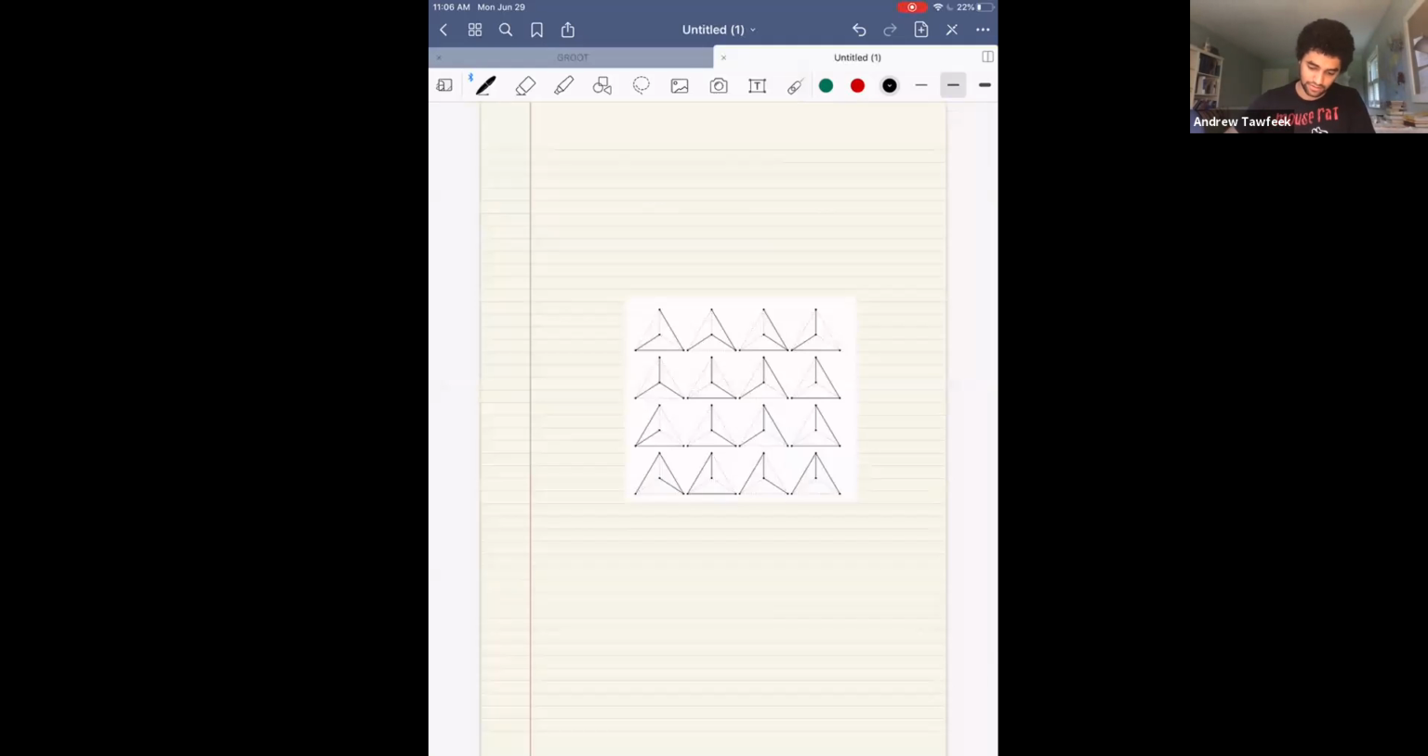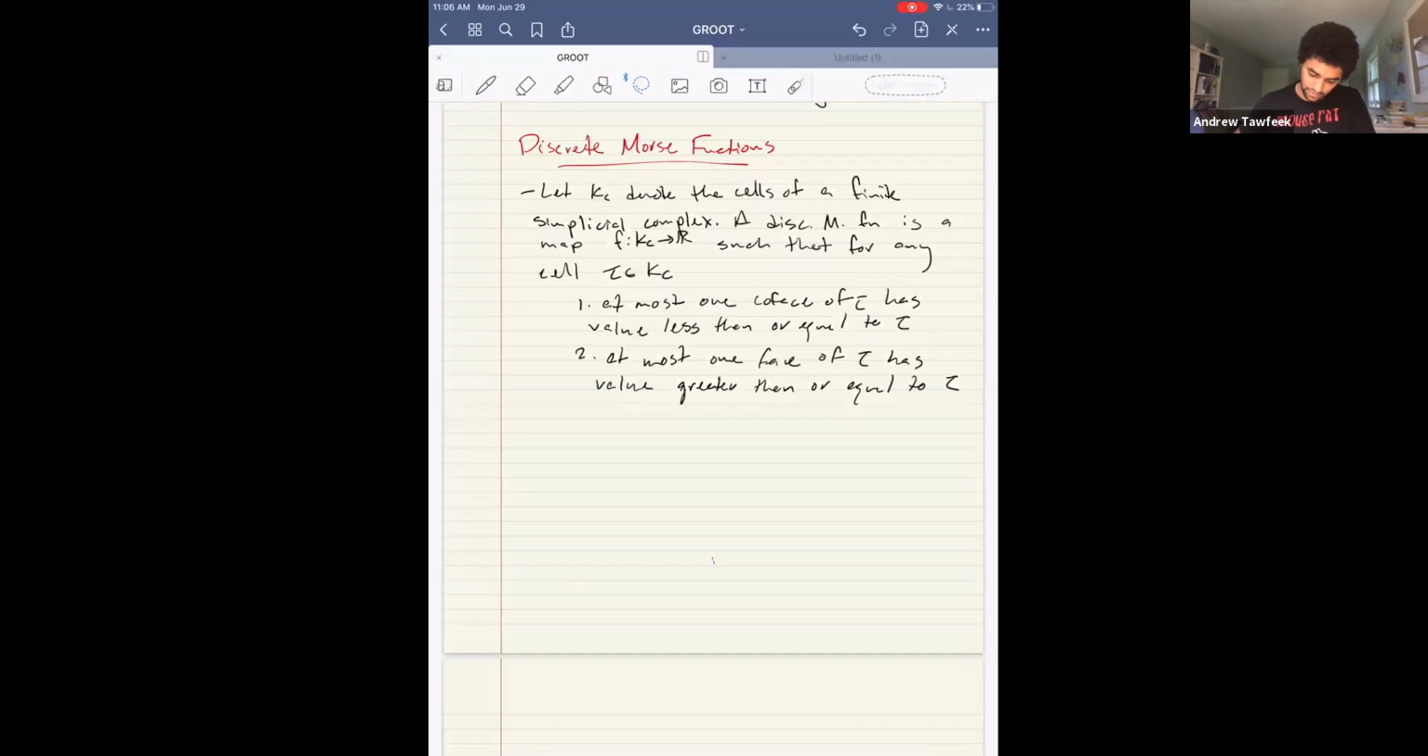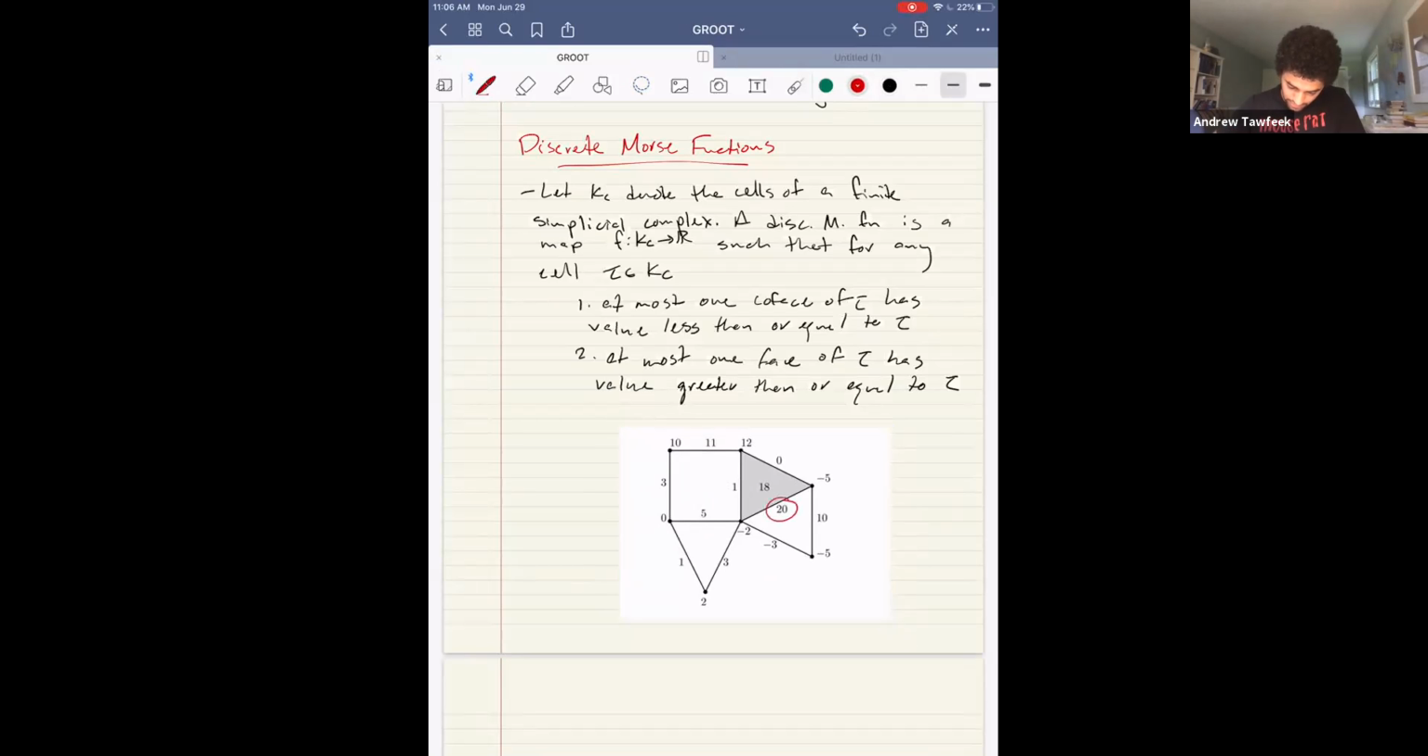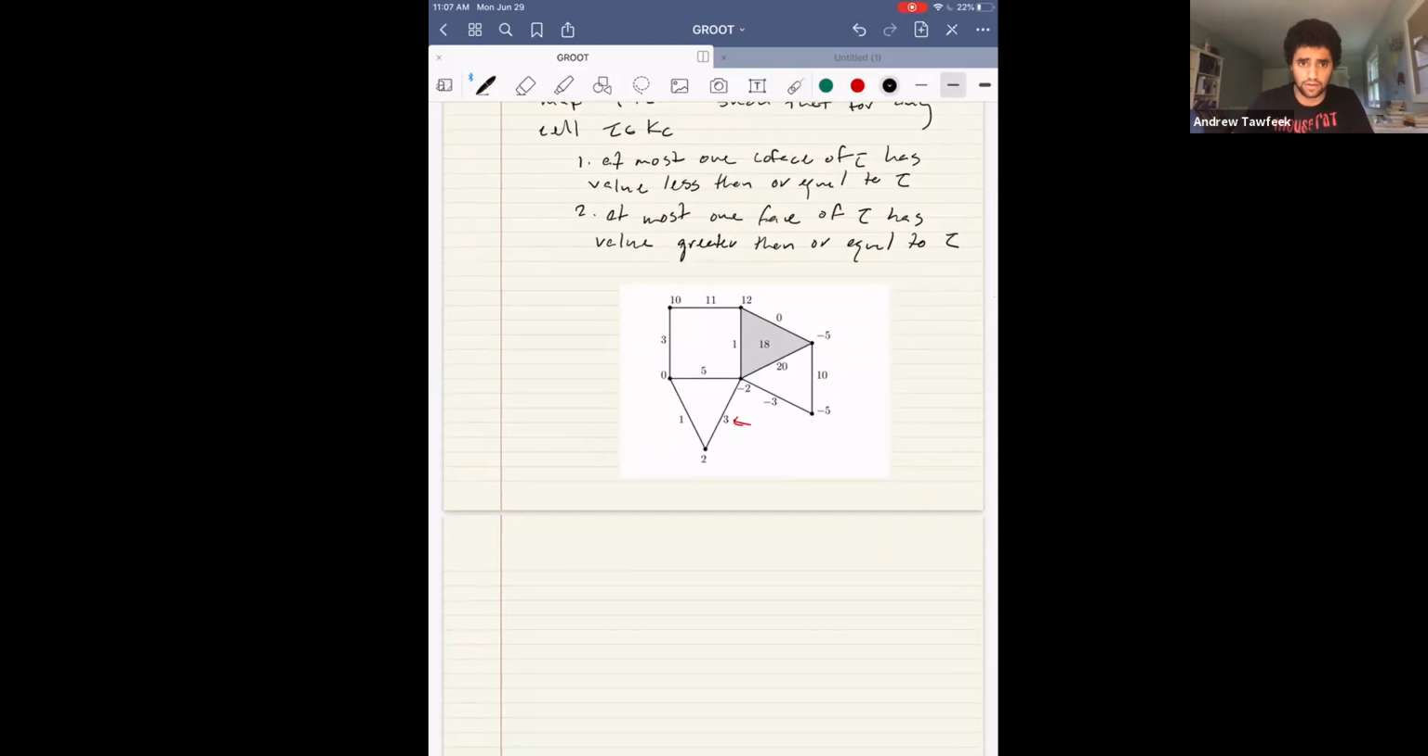So this definition looks a bit messy, so let's immediately look at an example. Here is an example on a two-dimensional complex. This is what I mean by values. If you look at, for instance, this one-dimensional cell, it has the assignment of 20. If we look at the higher dimensional cells, at most one of the lower dimensional cells has higher value than the two-dimensional cell labeled 18. And if we look at any of these edges, we see that at most one of their endpoints can have higher value. In this one, they're both less than, which is something special, which I should define before I talk anymore.